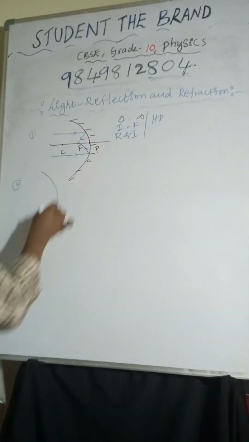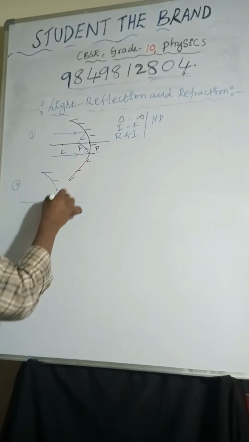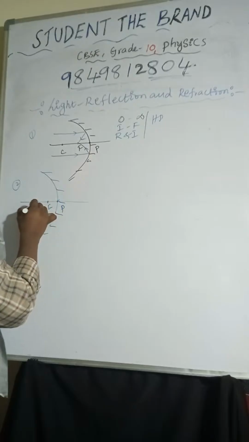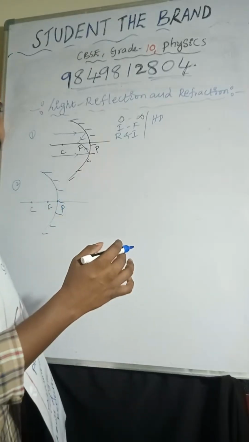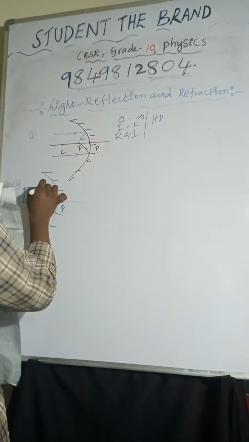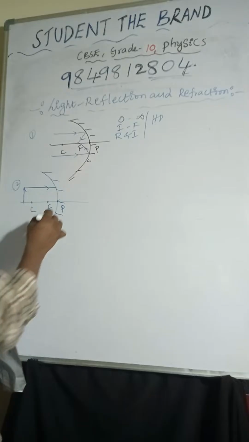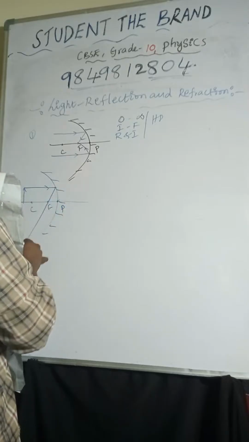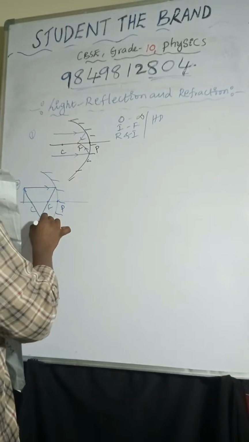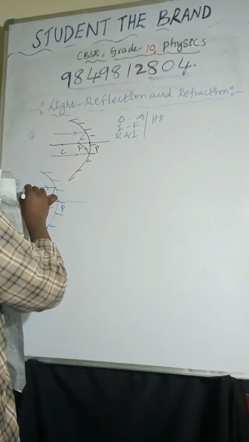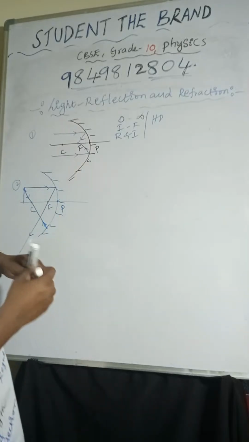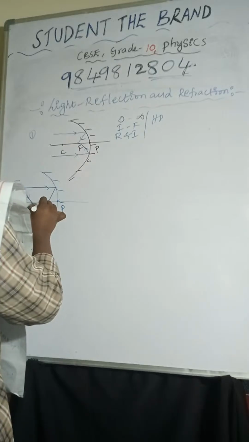Coming to the second one. So this is the pole, focus and center of curvature. Object is placed beyond center of curvature. So I place the object here. How many light rays are required to form the image of the object? Minimum 2 light rays are required. So one light ray I am taking like this, another light ray I am taking like here. So here you can observe, image will form between C and F. So image will be here.